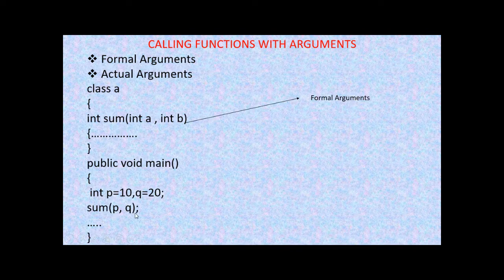And the variables which are passed here, this is your actual argument. So the variables which are passed to the called function, here you can see that this is the called function which is called inside main. So the variables which are passed to the called function, that is called as actual argument.